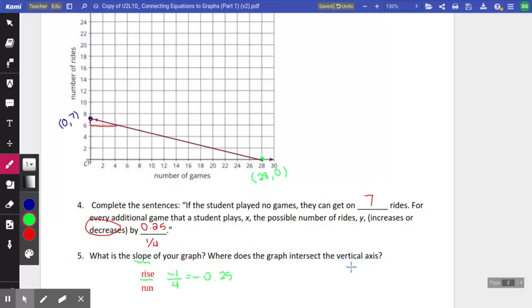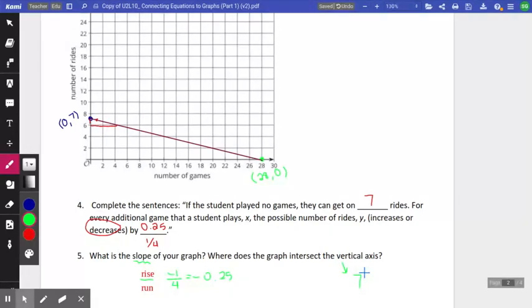What about where that graph intersects that vertical axis? Well, if I follow this purple line right here, where does it cross our y-axis? That's nice and easy to see. Just find your y-axis, and where this purple line crosses it, it crosses right there at that blue point we had calculated earlier, which is at the number 7. So notice we've got our slope is negative 0.25, and then we've got that vertical axis, or that y-intercept. That point right there is at 7.